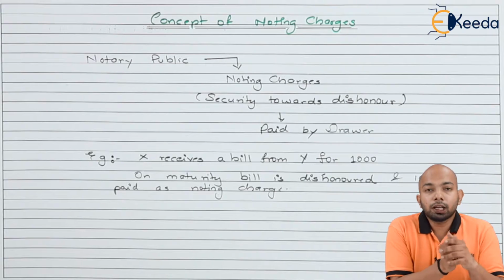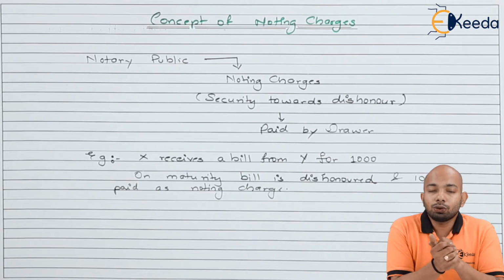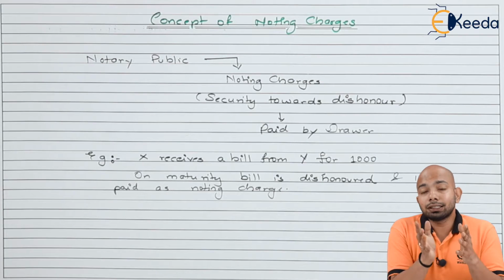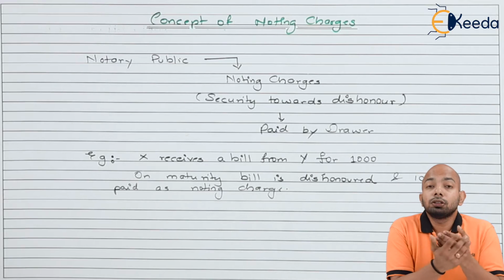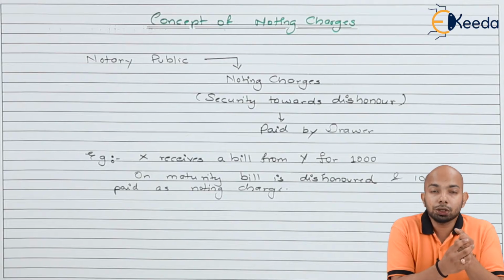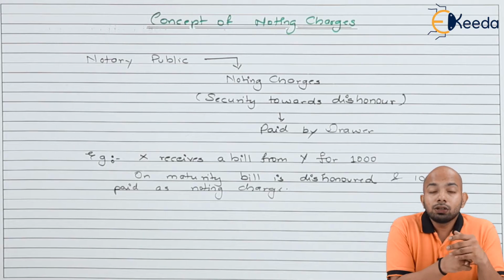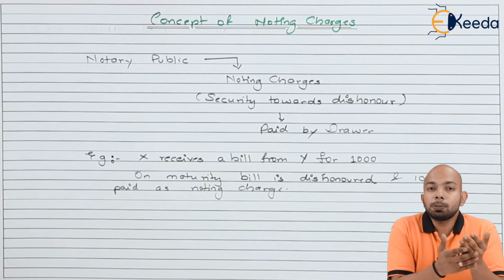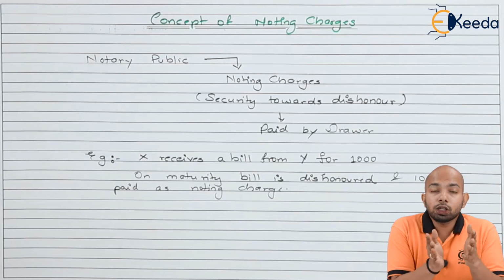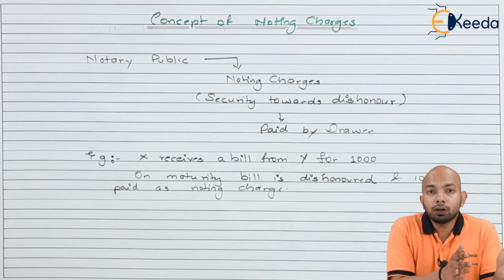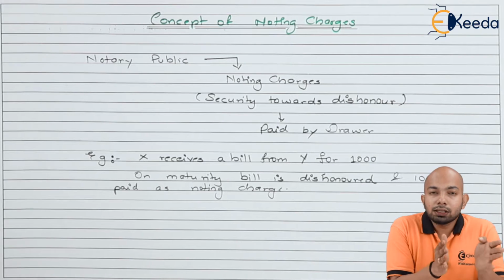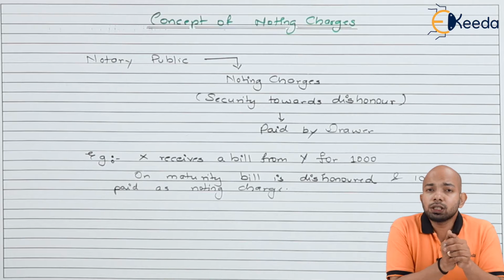There is a notary public which provides a service known as noting charges. This service is chargeable, which is how the term noting charges comes into the picture. This is a service provided by the notary public to the specific client who approaches them to make sure that the dishonor doesn't happen or the money is received. In such cases, this small convenience fee is provided to them.